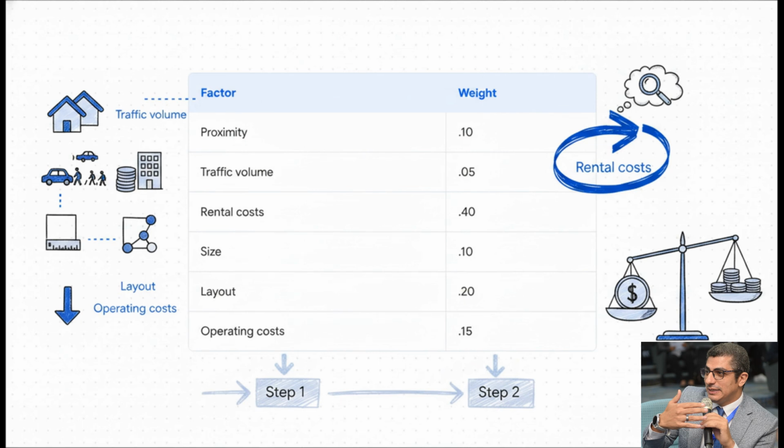Notice how this mixes both quantitative numbers, like costs, and qualitative feelings, like layout. Then, Step 2 gives us their relative weights. Look really closely at this part. Rental costs are weighted at 0.40. That tells us right away that for this specific business, rent is the absolutely critical factor by a super wide margin.